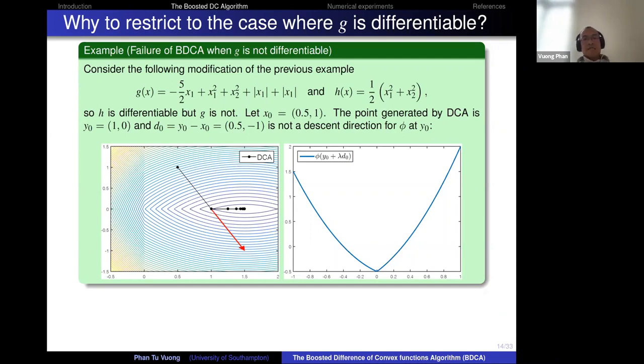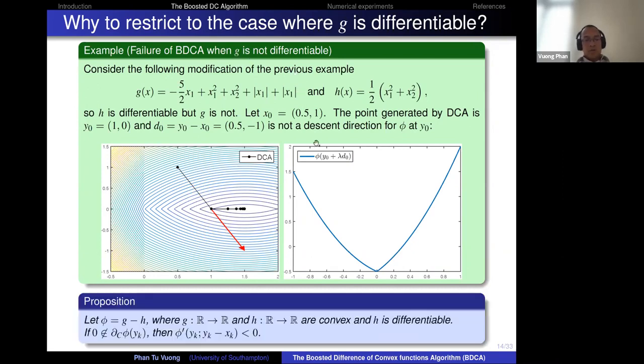So the advantage of BDCA is that it's faster than DCA, and it helps us to escape the local optimal. But the class of objective functions to minimize is smaller because we require g to be smooth. Nevertheless, it's true in one-dimensional space. So if the functions g and h are in one-dimensional space, then we can prove that the directional derivative of phi at yk with respect to direction dk is still a descent direction of the objective function.